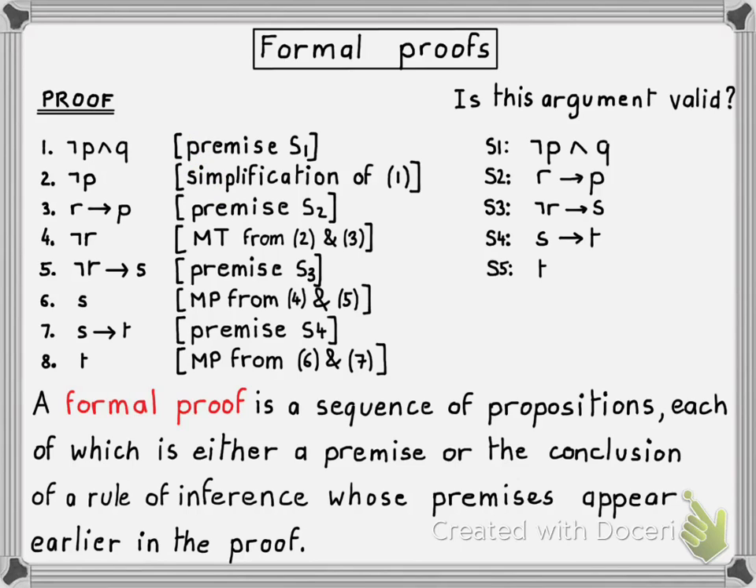Notice for every line in this proof that is not a premise, I am using an inference rule together with earlier propositions in the proof, that is, propositions whose number is smaller than the current line I'm on. In other words, I'm using facts I already established to infer new facts based on inference rules, which are valid forms of argument. So a formal proof is another approach for proving the validity of an argument.